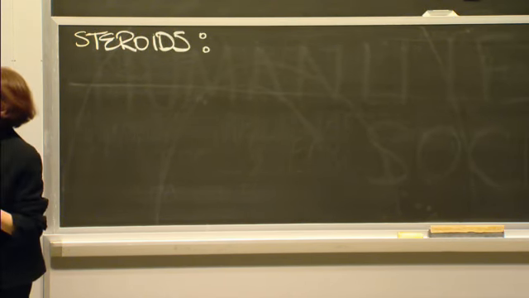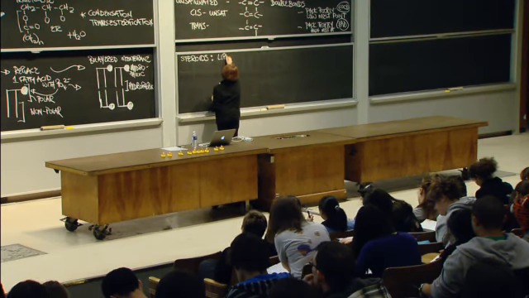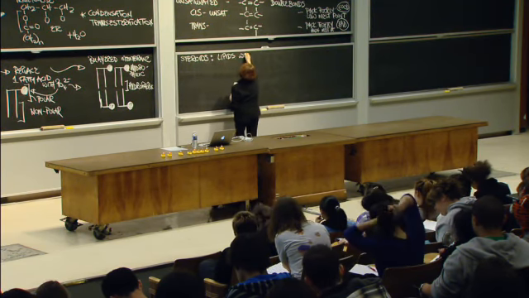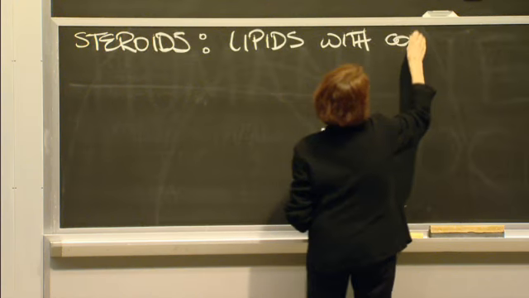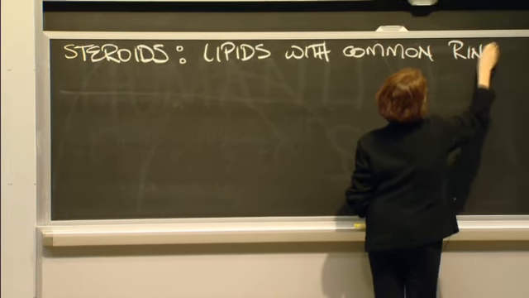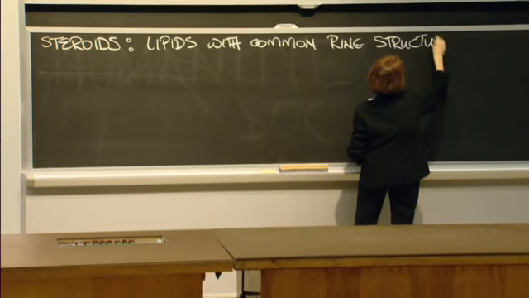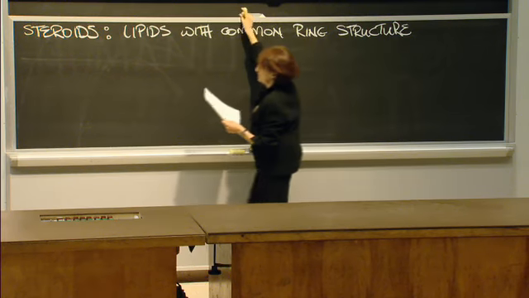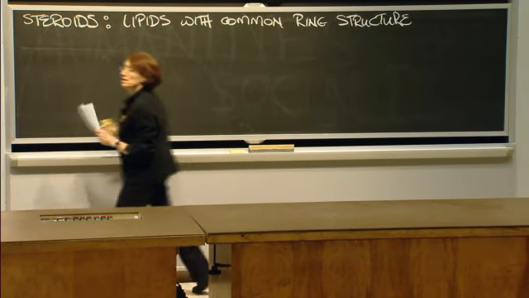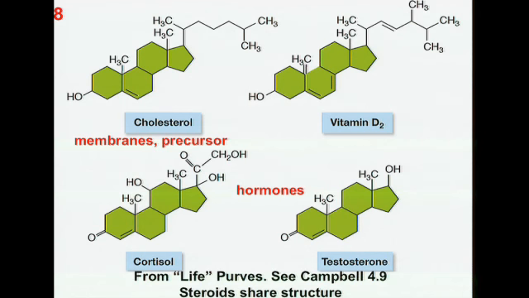Steroids share a common ring structure. They are lipids with a common ring structure. And I have the slide up so you can look at it even now. Their precursor is cholesterol.